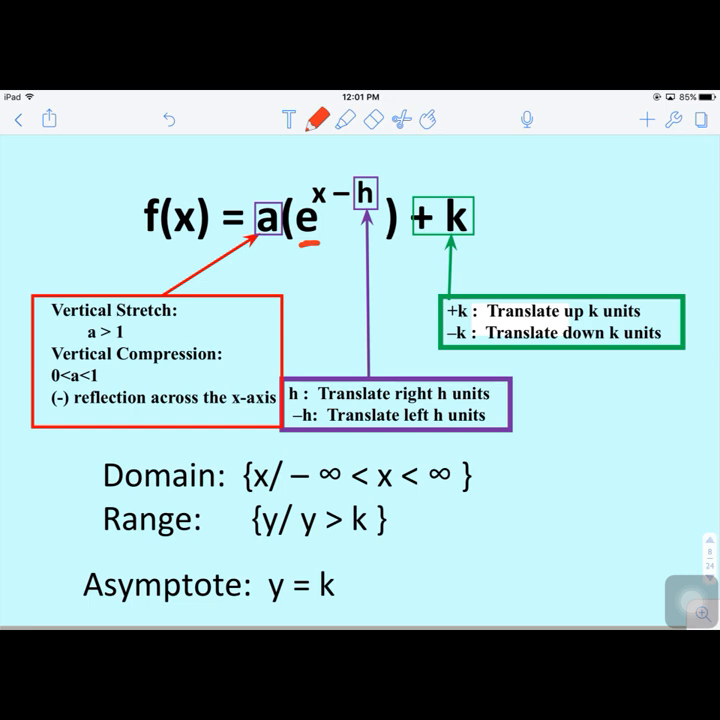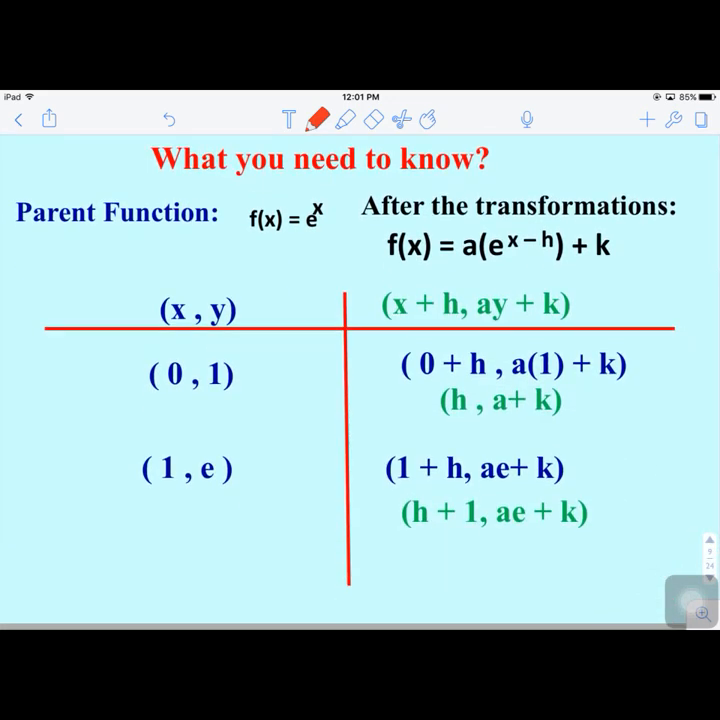And all of the other numbers indicate the same transformations. So those are the transformations, and the domain and range are here. And we do have a horizontal asymptote at the last number k here. So let's take a look at the reference points: (0, 1) and (1, e). Those are the two reference points that we'll be using over and over to graph the functions.